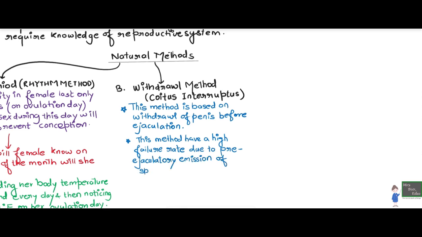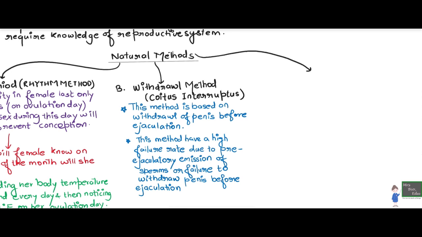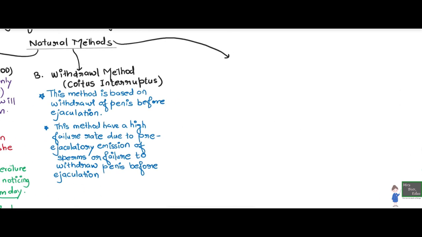This method has a very high risk of something called pre-ejaculatory emission. It especially happens to males that have had coitus after a long period of time. They can ejaculate a very little bit and will not know about it. And that ejaculate might be enough to cause pregnancy. Hence there is a risk here, which is why it is not a great method that can be relied upon.